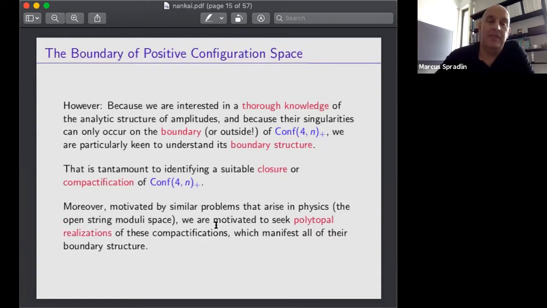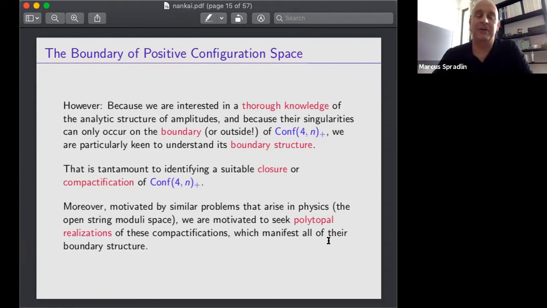And this is tantamount to identifying a suitable closure or compactification of this space conv 4 comma n plus, which is an open set, in fact, homeomorphic to a ball. And moreover, taking a cue from some areas in physics where similar problem arises, namely in the open string moduli space that I'll say a tiny bit about later, we are motivated to seek polytopal realizations of these compactifications, which manifest all of the boundary structure.